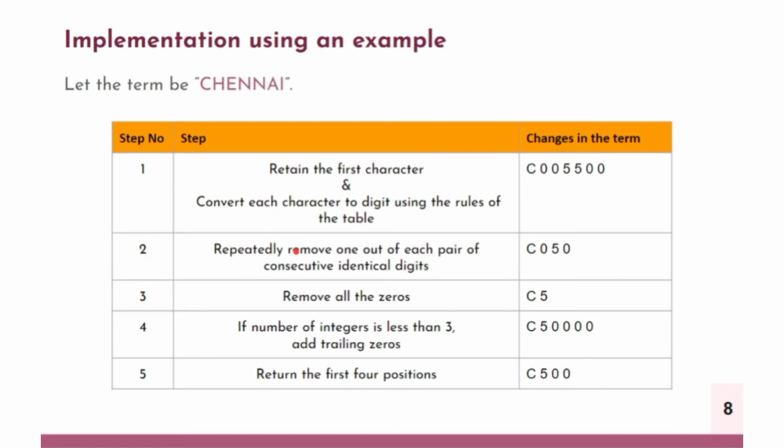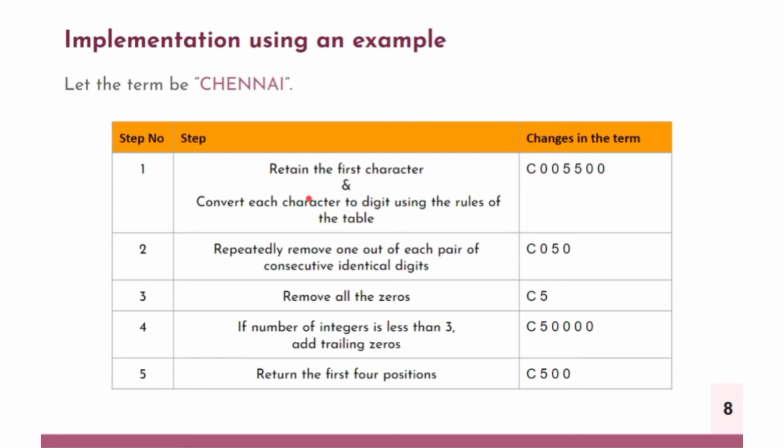Now let's work it out and solve with an example. Here we are implementing the Soundex algorithm. Let the term be Chennai. These are the steps. Firstly, what's the first step? Retain the first character. What is the first character in Chennai? C, right? So we retain this character and just put it as is, without changing it.